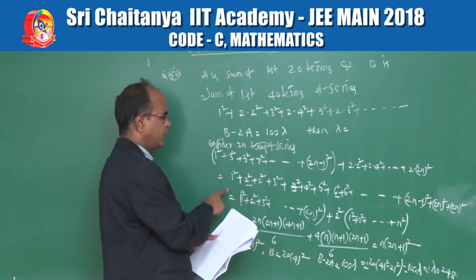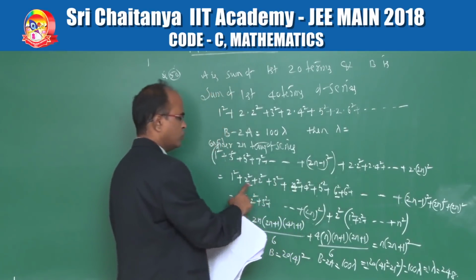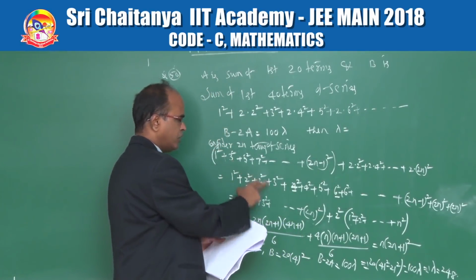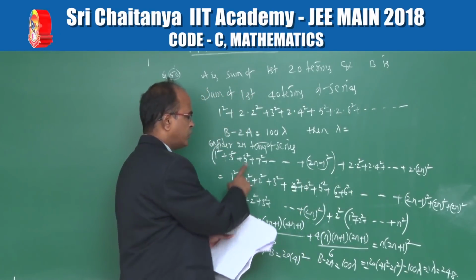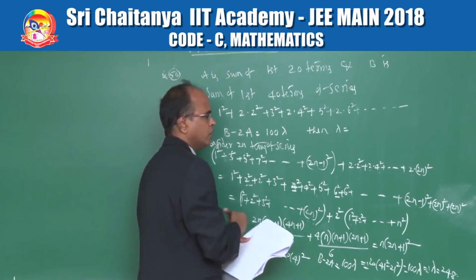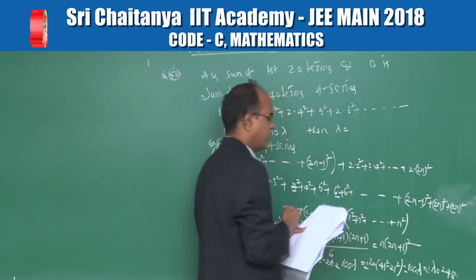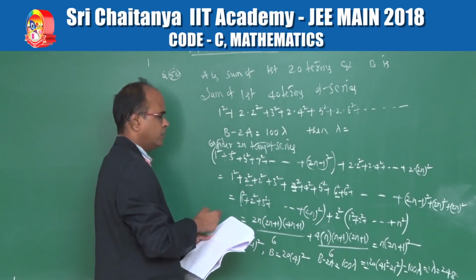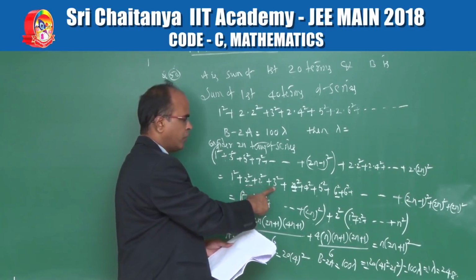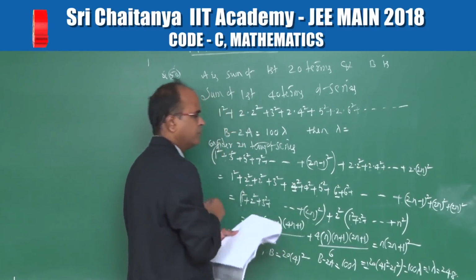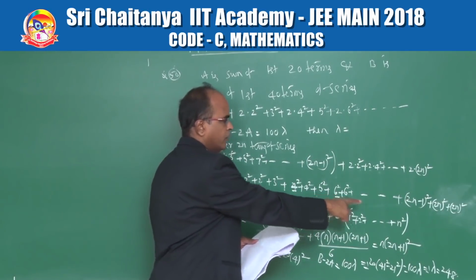And again rearranging in this manner: 1 square plus 2 square, the 2 into 2 square can be written as 2 square plus 2 square, keeping 3 square as it is, 2 into 4 square as 4 square plus 4 square, 5 square as it is, and so on. The last terms can be written 2n whole square, 2n whole square, and regrouping the terms by writing 1 square, 2 square, 3 square, 4 square up to 2n square, and in the remaining terms 2 square, 4 square, 6 square etc.